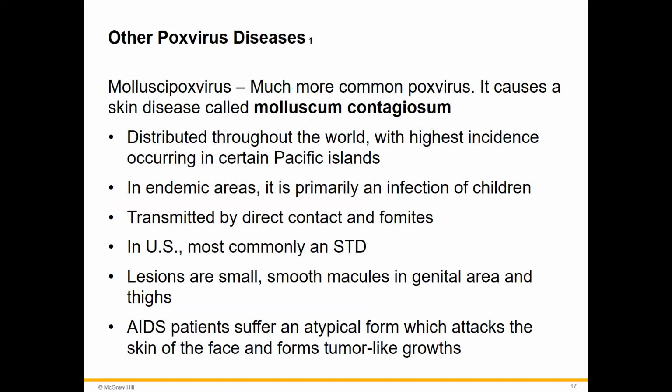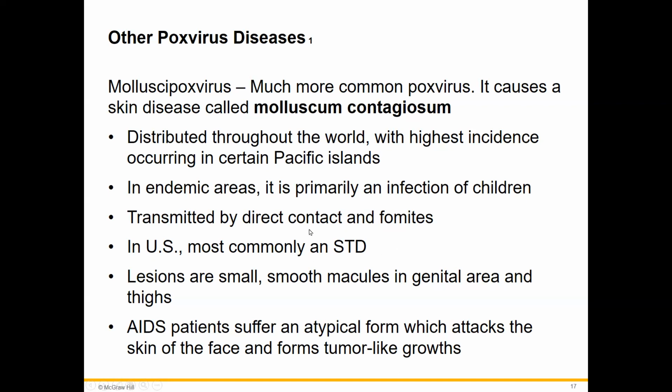Okay, other pox virus diseases. So in this category with smallpox, there is another disease, molluscum pox virus. It's much more common. Molluscum contagiosum is the disease associated. And this is a condition that's on your test from the molluscum pox virus. Same pox virus family as smallpox, but different disease. It's distributed worldwide. It can be endemic. It's really an infection of children. Direct contact and fomites spread it.